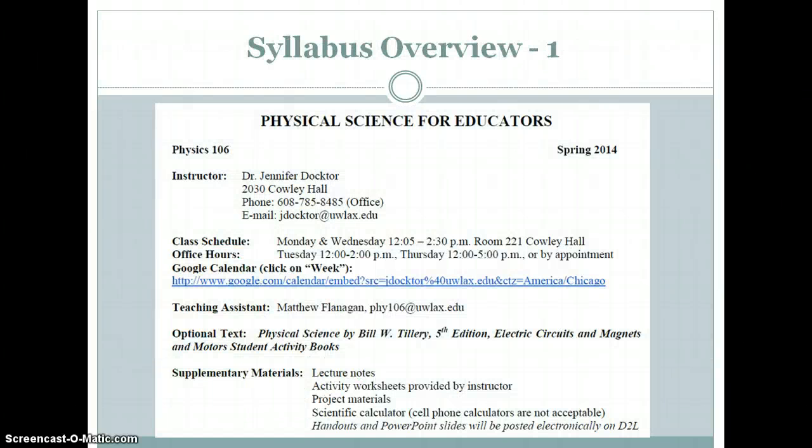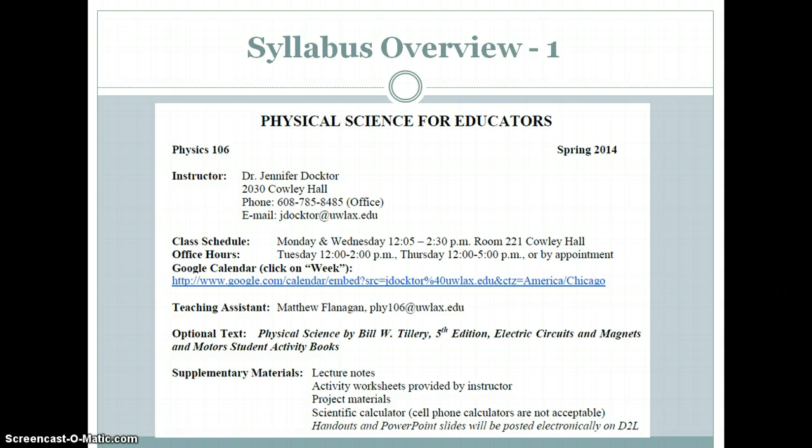Now a little bit more about the class. Physics 106 is an introductory physics class. So the main objective of the class is for you to learn about physical science content and how to engage in scientific practices such as planning and carrying out investigations. What makes this class really different from other science classes is that it has been specifically designed for future teachers of elementary and middle school.